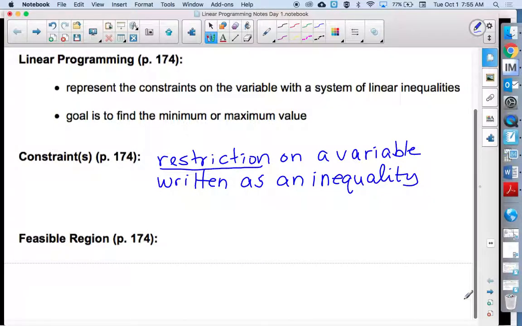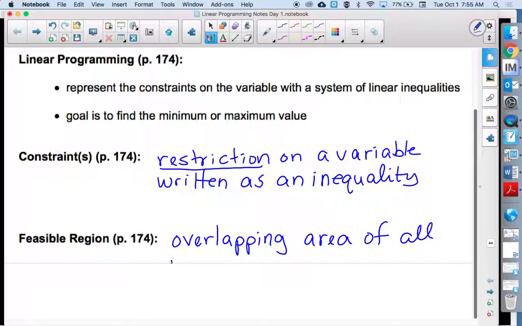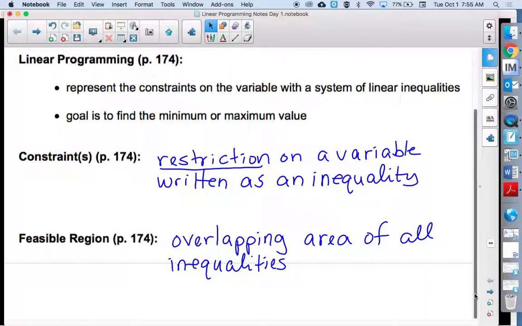The feasible region is that overlapping region, or the overlapping area of all of our inequalities. And now, in most cases, it will be an actual shape. So it's going to have some kind of boundaries, and those boundaries will create a shape for us. So a constraint is a restriction on x or y, on the variable, usually written as an inequality.